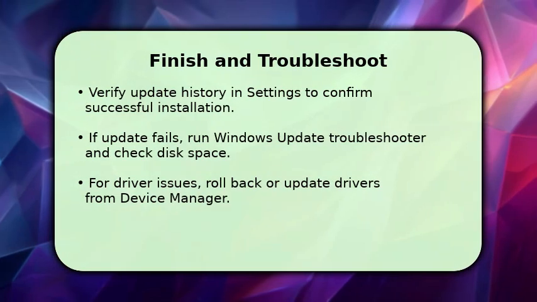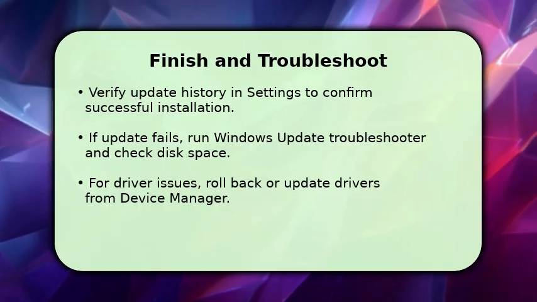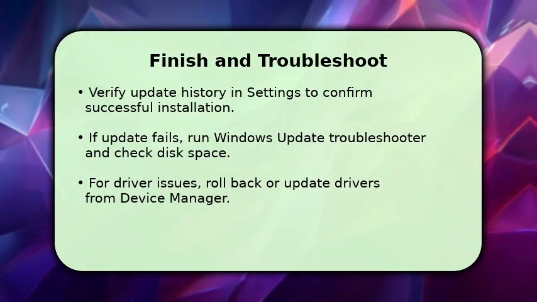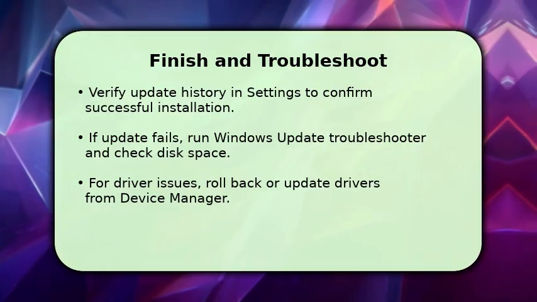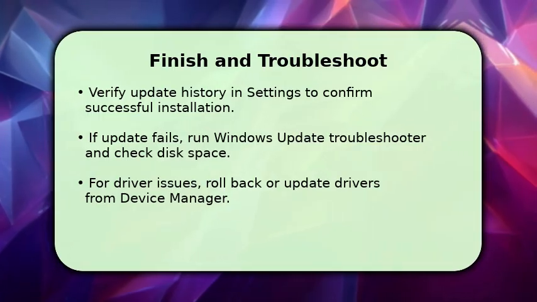You complete the process by verifying update history in Settings to confirm success and note any error codes. If something goes wrong, run the built-in Windows Update Troubleshooter and reboot. These resolve many conflicts by clearing caches and reapplying updates.